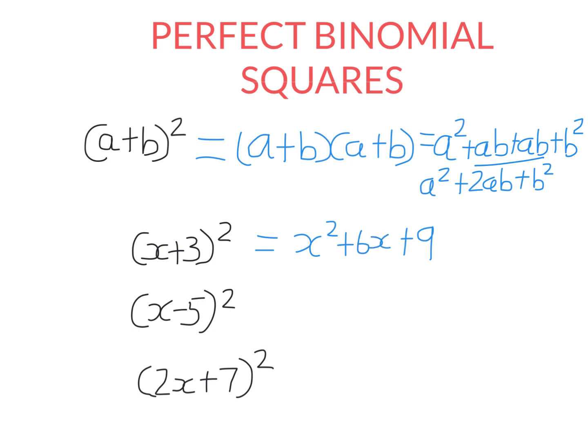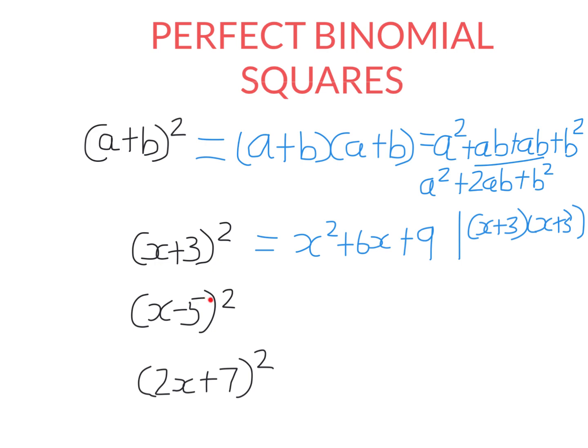So I did that using the quick way. If you want to write it out as (x + 3) times (x + 3) and then use FOIL, you're welcome to do that. It takes a bit longer, but you'll still get the right answer. So you do whichever way works for you.